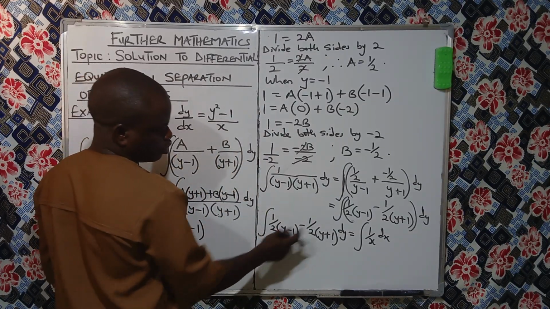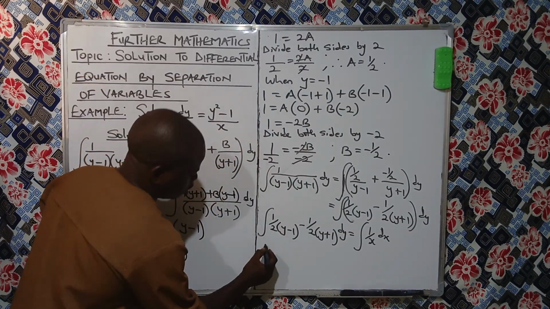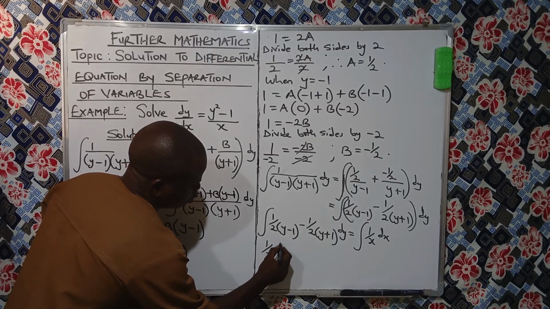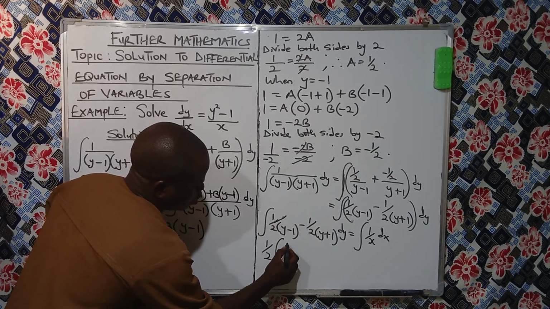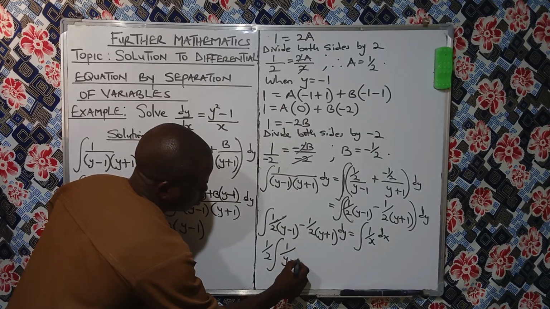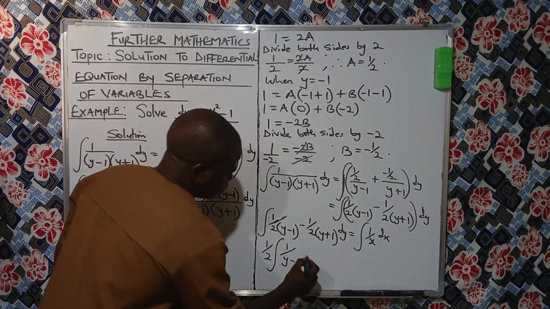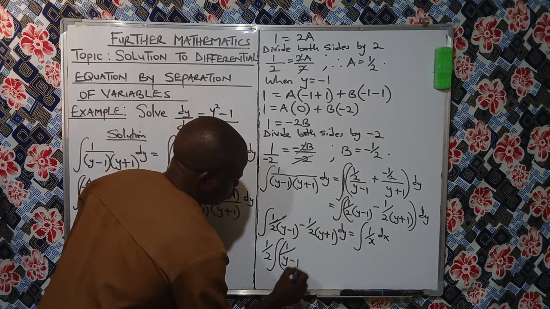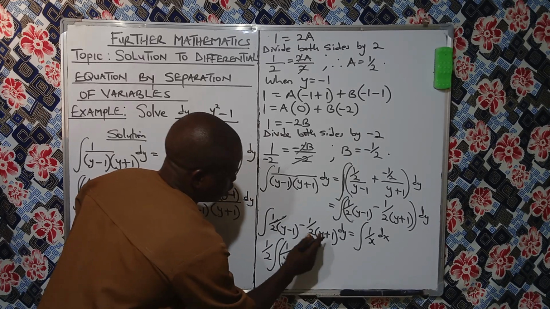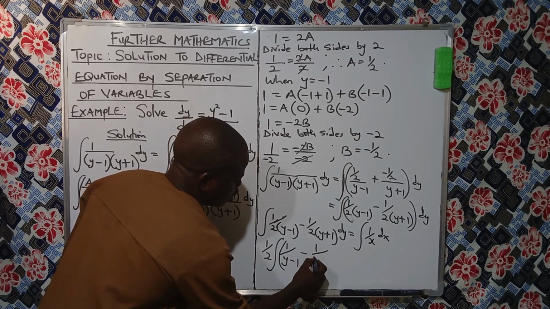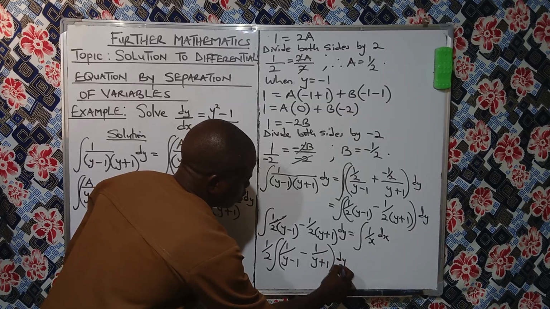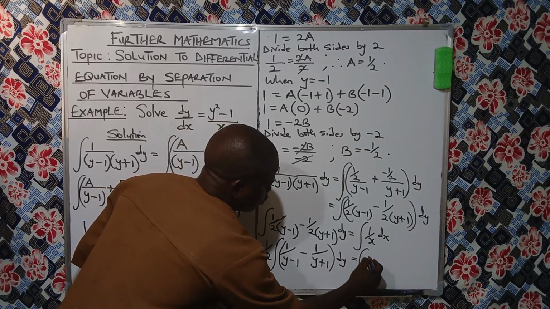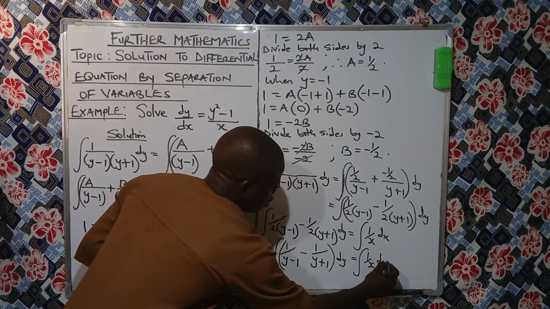Now 1 over 2 is common to both fractions. Bring it outside the integral. 1 over 2 into 1 over y minus 1 minus 1 over y plus 1 dy equals integral of 1 over x dx.